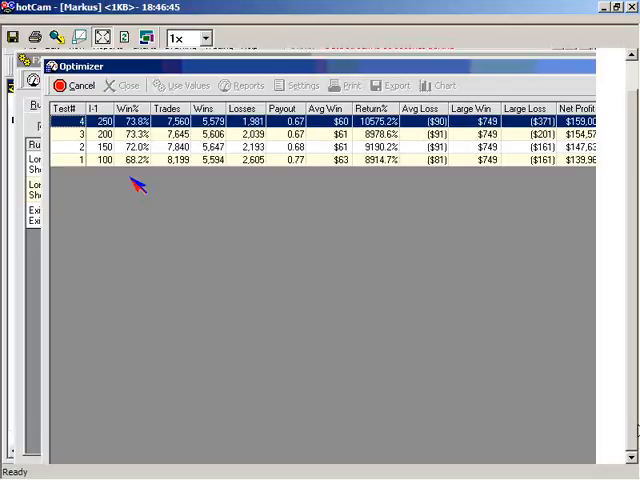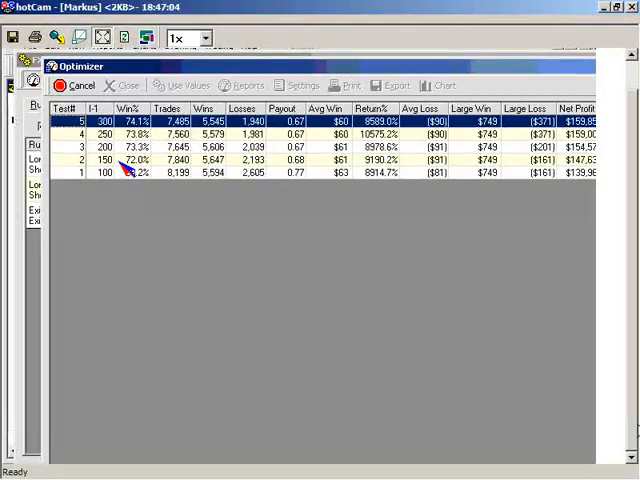Again, very important. Test it on multiple markets. If this works in the euro versus the dollar, it should work in the dollar versus the yen, in the pound versus the yen, in the pound versus the dollar, and so on and so on. So you want to make sure that you test it on multiple markets. Okay, so this will show us basically the results.